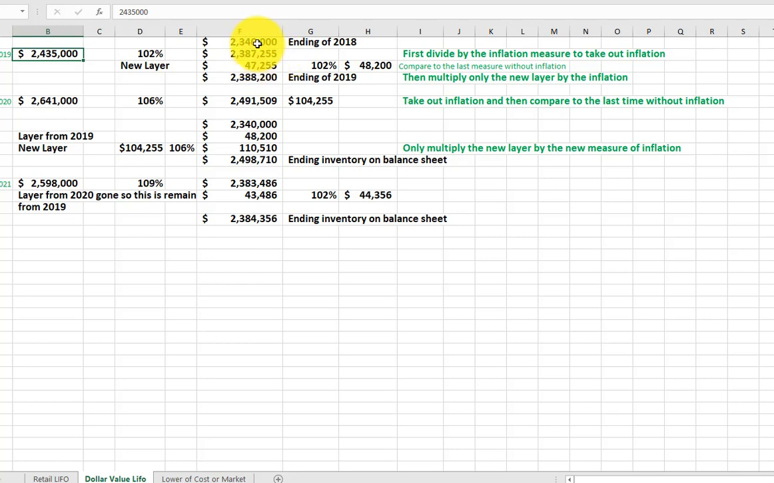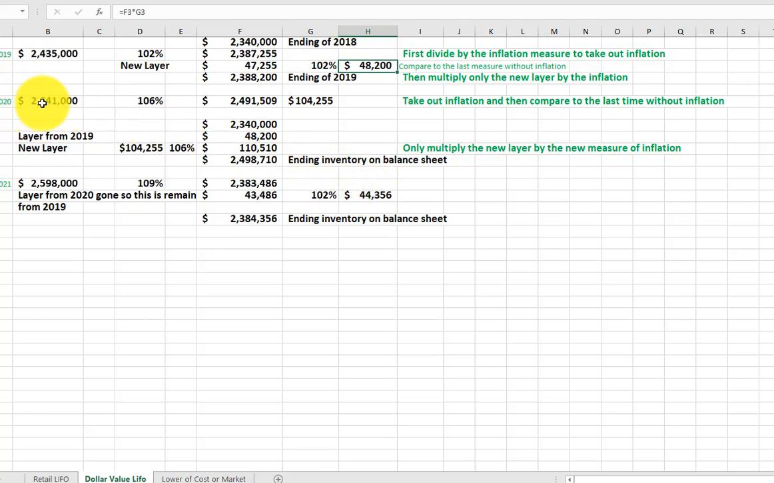2,387,255. We compare it to what we had the last time we had no inflation, which was last year, and the difference is 47,255. That's our new layer, because it's a difference between this number without inflation and this number without inflation. The original start point is always without inflation. That's our reference point. So we then take this new layer only and multiply by the 102 again. So we divided, then we multiply to get 48,200. That is our new layer. We add that to the original layer, and we get 2,388,200, which is your total inventory at the end of 2019.